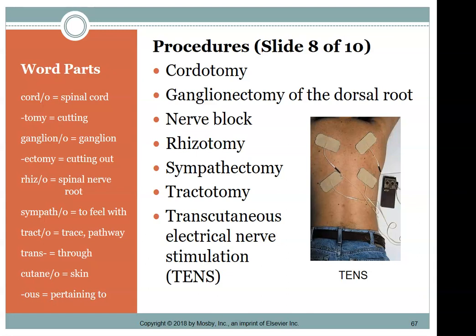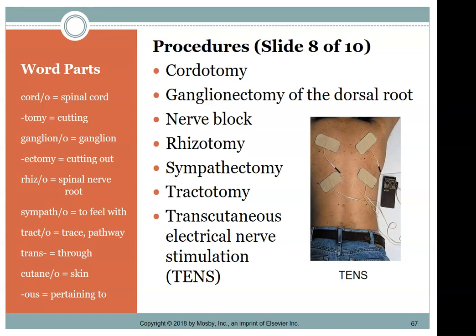A sympathectomy is a surgical interruption of part of the sympathetic pathways for the relief of chronic pain or to promote vasodilation. A tractotomy is the cutting of the nerve tract in order to relieve pain. Transcutaneous electrical nerve stimulation is a method of pain control effected by the application of electrical impulses to the skin. This is also noted as TENS, the acronym.